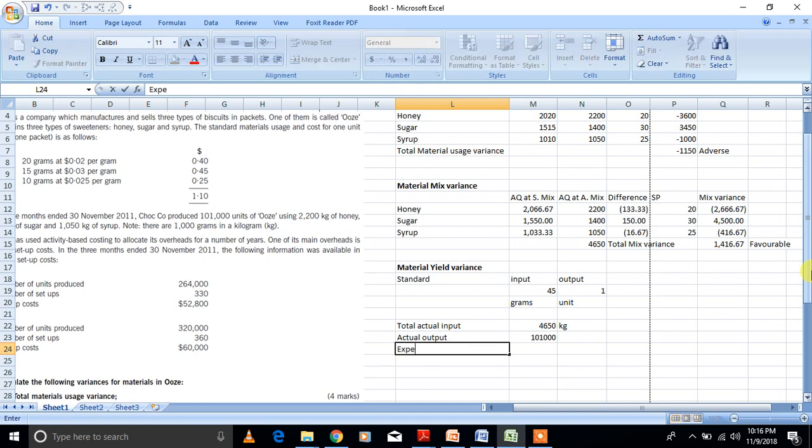So what is the expected output from actual input? You can see every 45 grams you will get 1 unit of output. Every 45 grams, 1 unit. So I have given 4650 kilograms. This is in kilograms, so let me multiply that by 1000 to convert that to grams. So this many grams have been given as input. Divide by 45 to find how many units we can expect from this, because every 45 grams 1 unit could be expected.